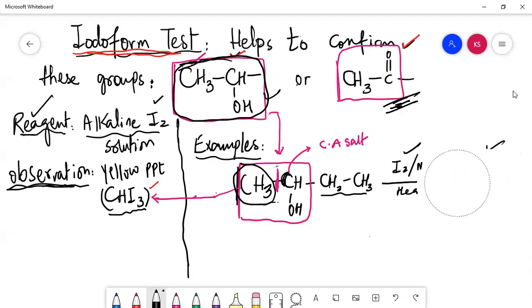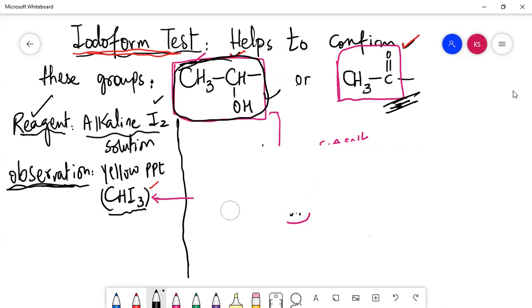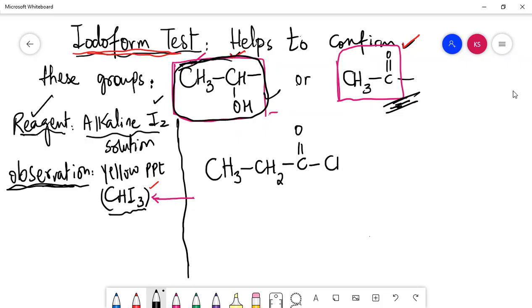Now let's do another example. Okay, so let's say if we have another compound which has this arrangement present in it, that's like say CH3, CH2, C double bond O, and CH3. And if I make it react with again alkaline iodine solution, which is the reagent for the iodoform test, so iodine slash NaOH, it could be any strong base, and heat.